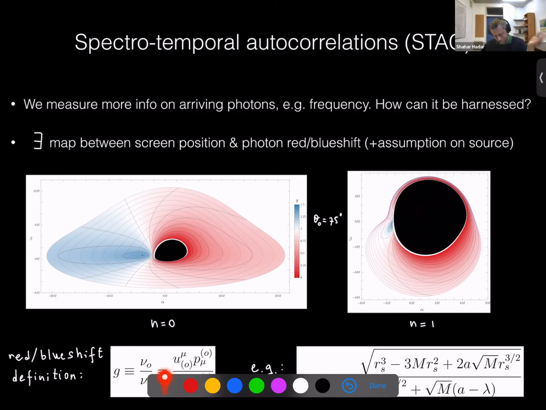So there's this map between frequency of emission and frequency of observation, which is determined only by the location on the screen. This will be the main point, and it gives us a way to translate between position on the screen and frequency of arrival.